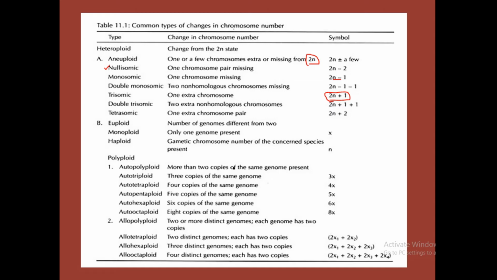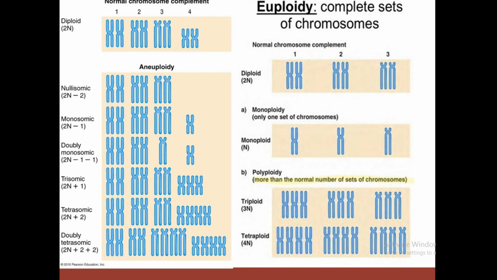Now euploid, what does euploid mean? That is, the number of genomes differs from 2. So here we get 3x, 4x, 5x, 6x, that is 3 copies of the same genome, then 4 copies, tetraploid, pentaploid means 5, hexaploid means 6 copies of the same genome, octaploid, that is 8x, like that it goes on. It will be more clear in this picture. Here it is the case of aneuploid, and this is the case of euploid.